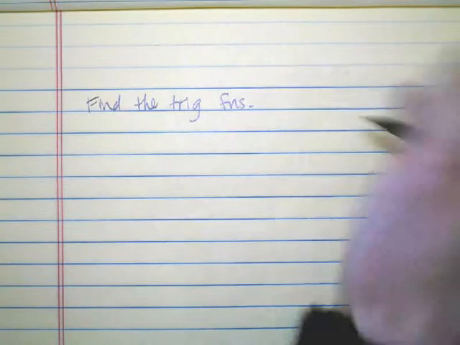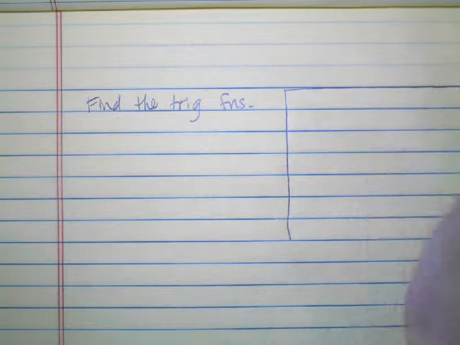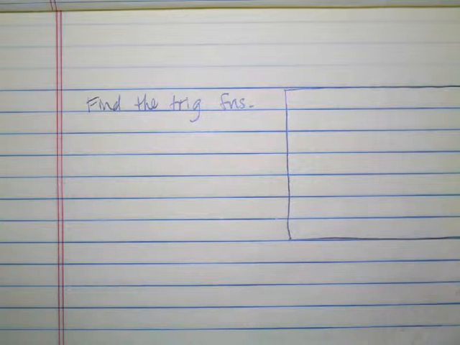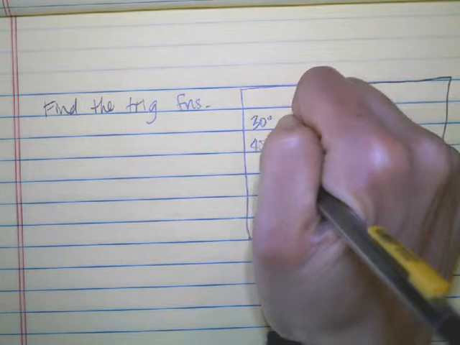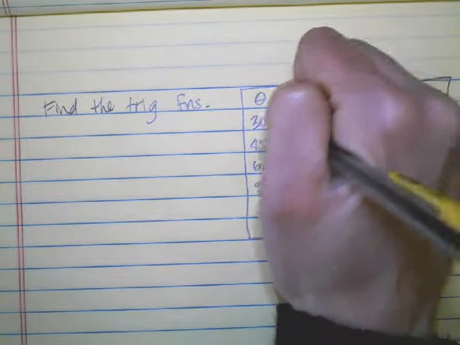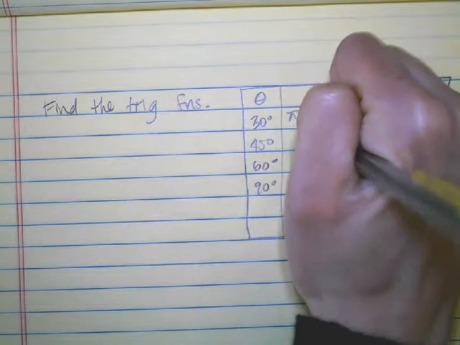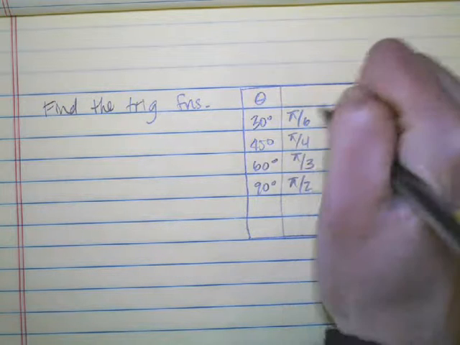The next thing we're going to talk about is how to find the trig functions. You guys have done this before. You need the chart for it, so I'm going to put the chart up here. And then this is 30 degrees, 45 degrees, 60 degrees, 90 degrees, and this is theta, which I'll also put in radians right next to it so you guys have it. Pi over 6, pi over 4, pi over 3, pi over 2.